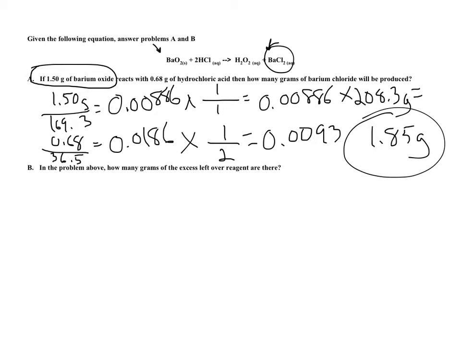The answer to part 2, or B, is how many grams of excess reagent or reactant, same term, would be left over. Well, the excess reactant is the hydrochloric acid, so we've got to figure out how much of that gets used.